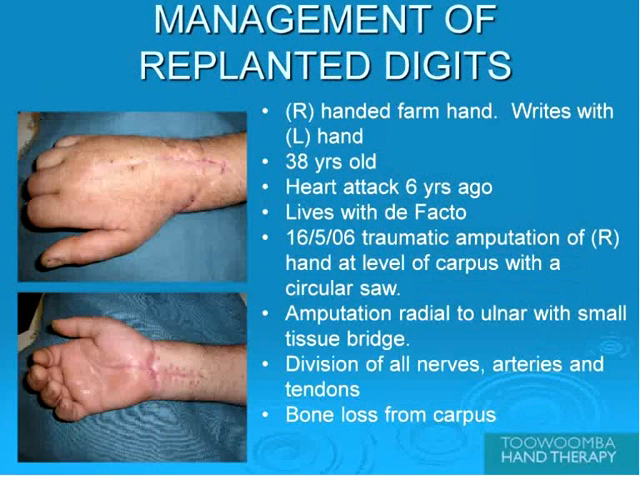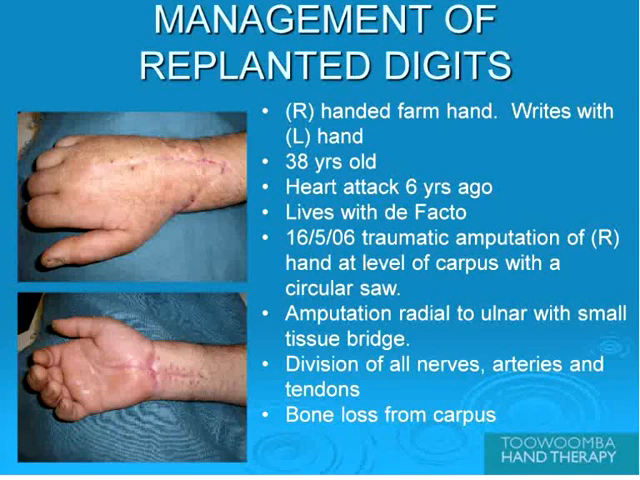And then the most complex things that we see are replants. And this is a farm worker. We see a lot of horrific farm accidents. He was only 38 years old. He'd already had a heart attack. And he was working with a circular saw on a farm and cut off his hand. And he just had a small tissue bridge on the ulnar side left. So he cut every nerve, artery and tendon. He cut through the bones of his carpus and lost bones there.